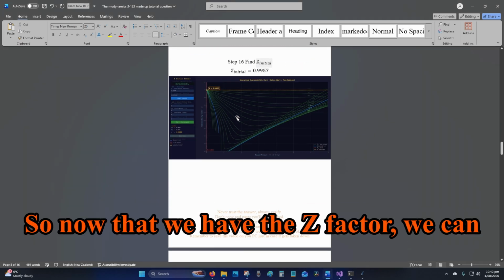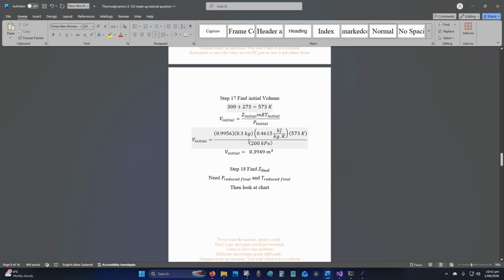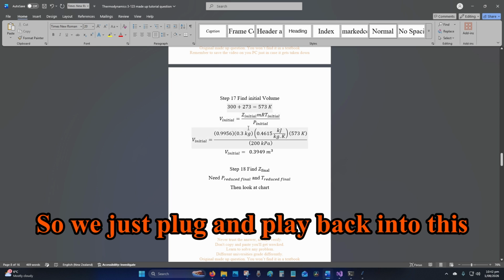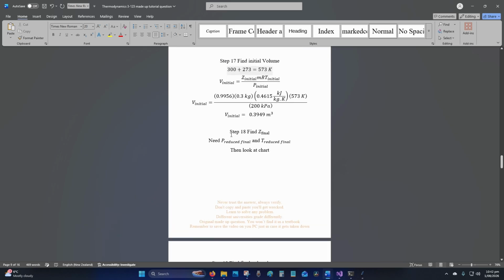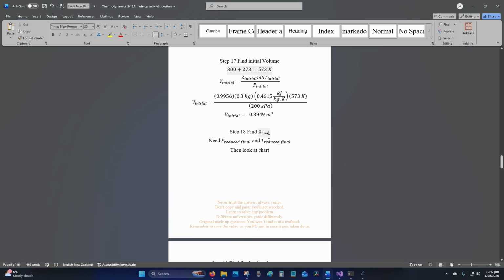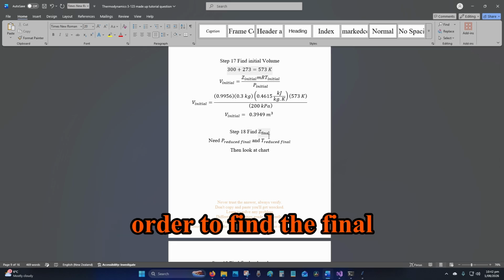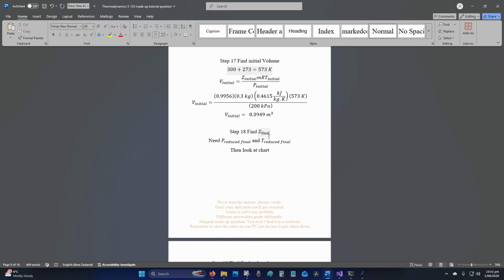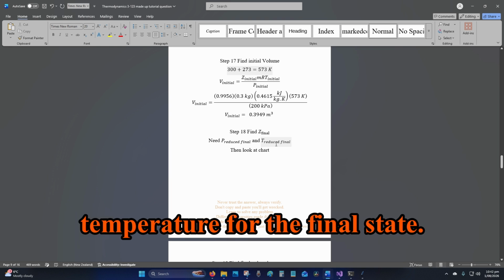So now that we have the Z factor, we can now solve for the initial volume. We just plug and play back into this formula, and we get 0.3949 meters cubed. Now we need to find the final Z factor, or compressibility factor, in order to find the final volume. So once again, we need the reduced pressure and reduced temperature for the final state.